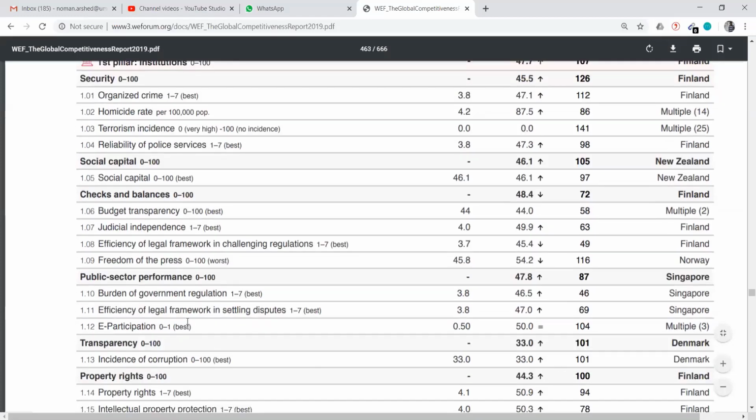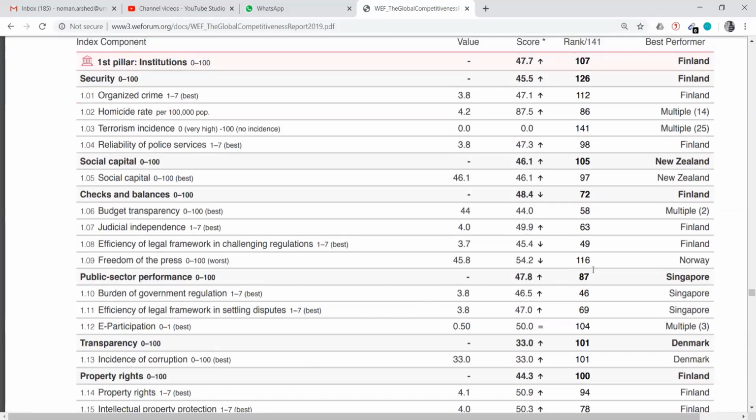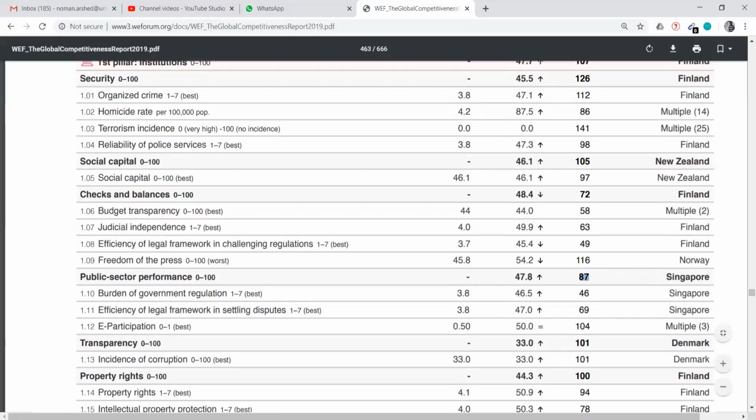Then there is public sector performance, in which the burden of government regulation, efficiency of legal framework in settling disputes, and e-participation. So Pakistan is 47.8, and Pakistan's position is 87 out of 141 countries, and Singapore is on top in this index.